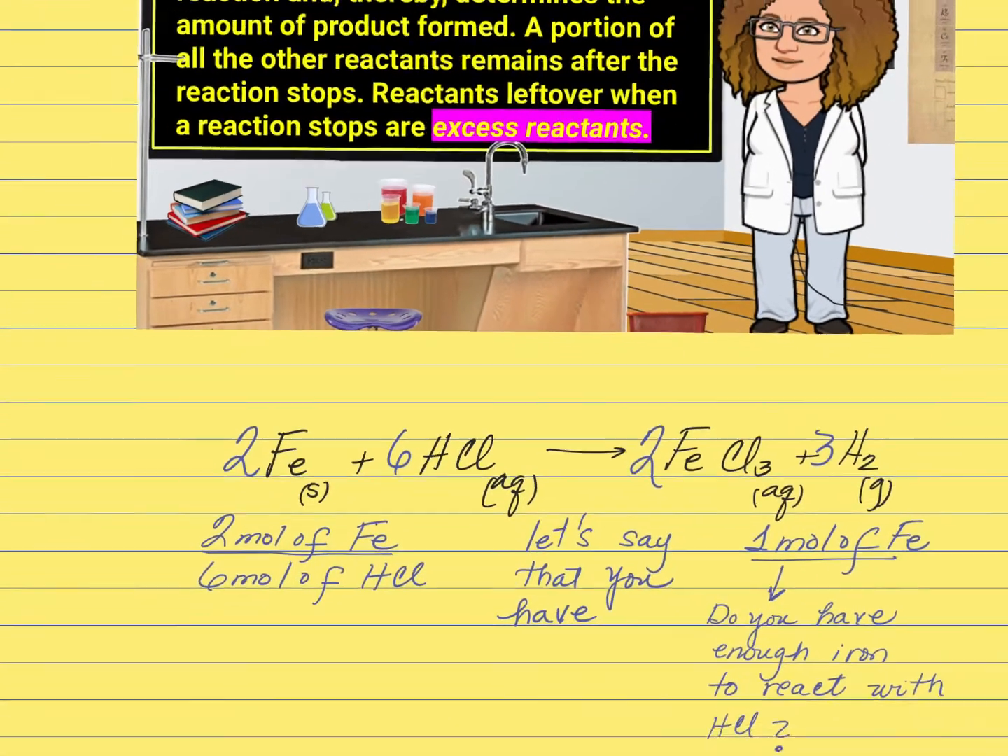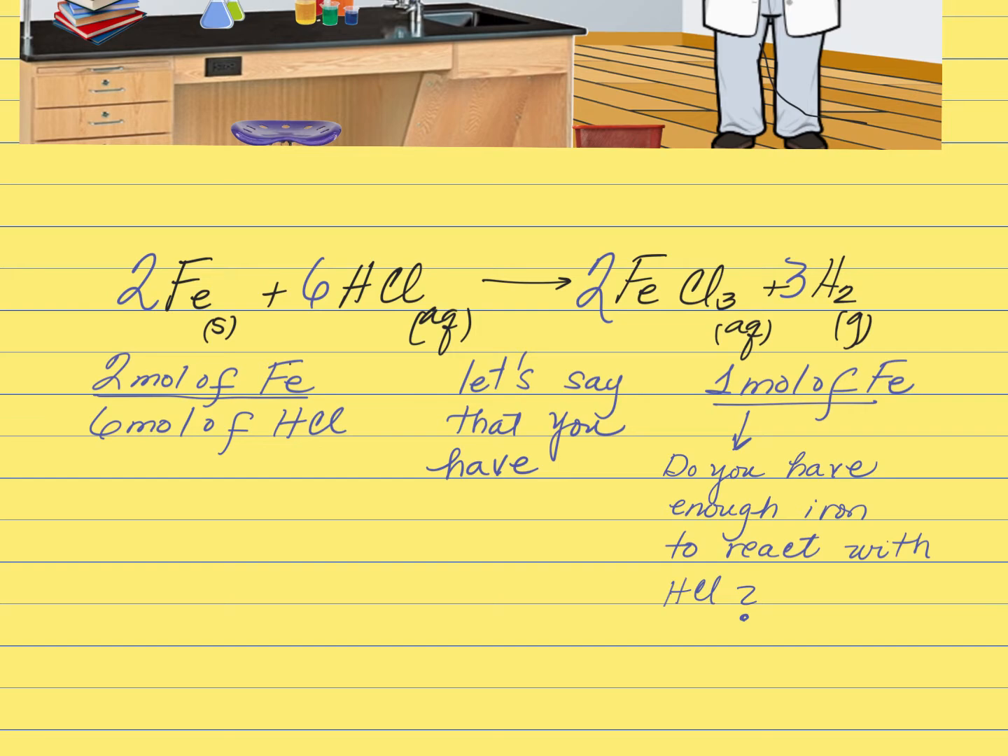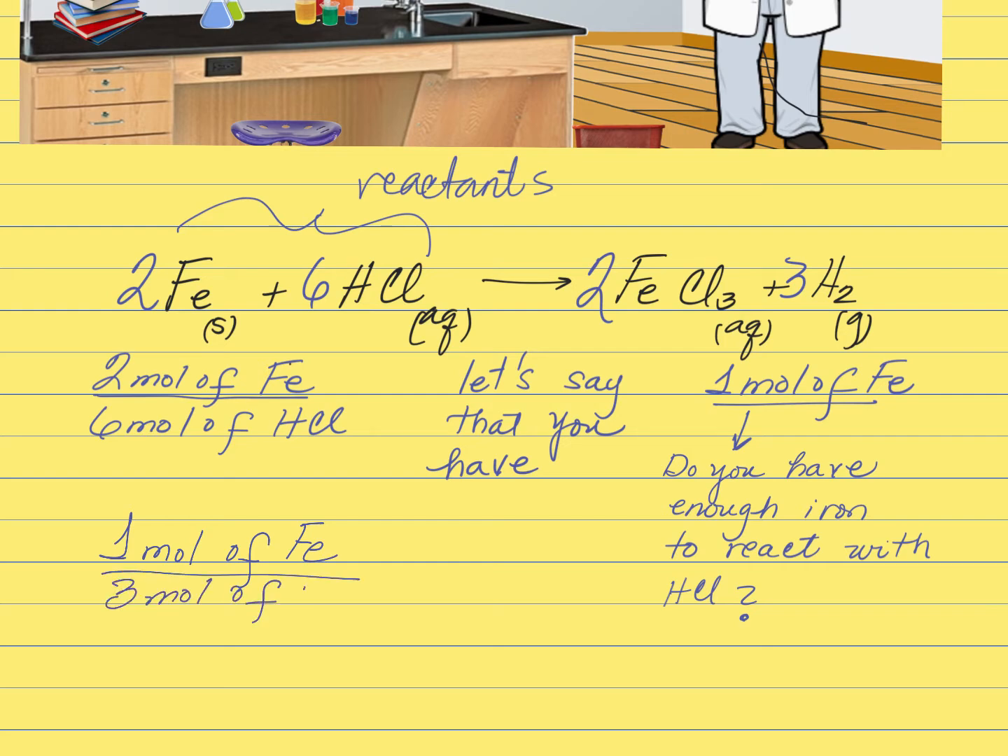Now, to understand that better, I was writing over here an equation. This is my balanced chemical equation, and as you can see, you have the coefficients in purple in there. According to this balanced chemical equation, you know that these two are the reactants. For 2 moles of iron, you need 6 moles of hydrochloric acid, or you can simplify that and say that for 1 mole of iron, you need 3 moles of hydrochloric acid.